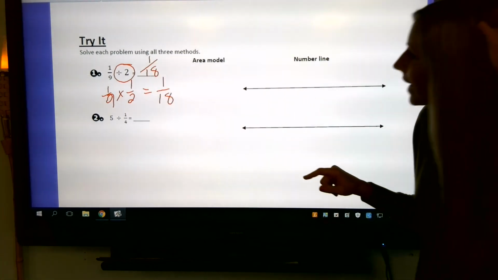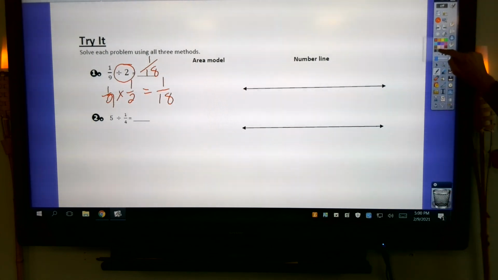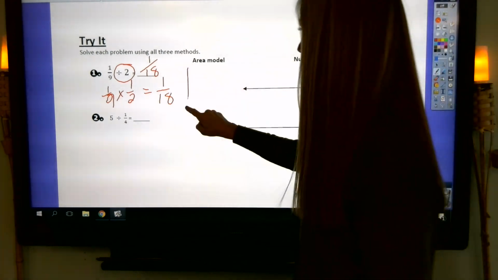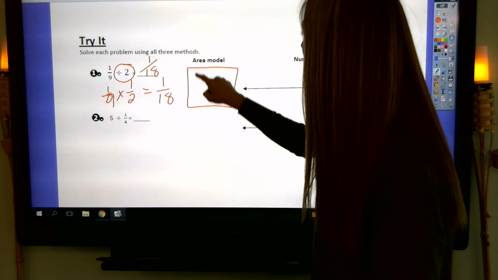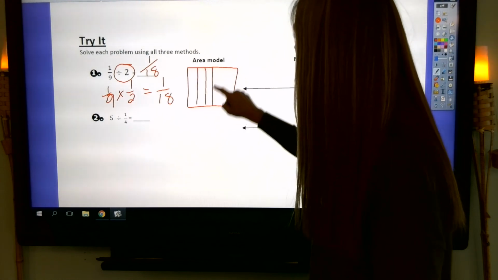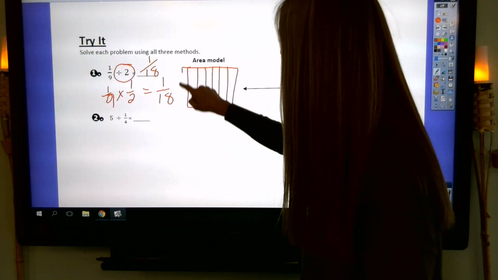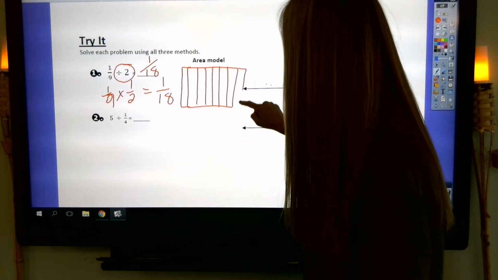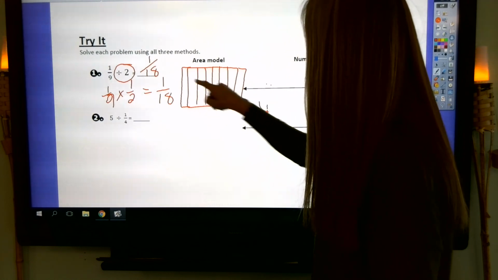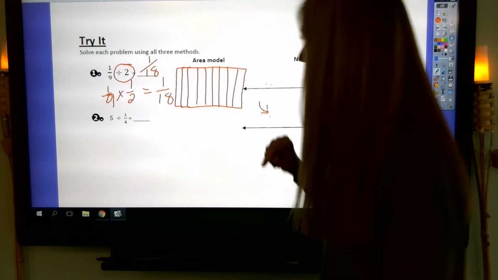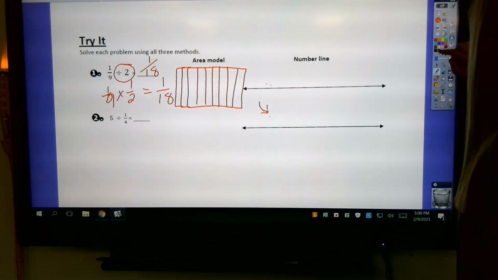So what would this look like as an area model? If we have 1/9, okay, we have to start with that. So 1/9, all right, 9 pieces. Ugh. 1, 2, 3, 4, 5. Okay, so I have 6. I need 2 more. 7. No, more than that. 1, 2, 3, 4, 5, 6, 7, 8. I need 1 more. 9. Goodness. 9 pieces. And I need just 1 of them.